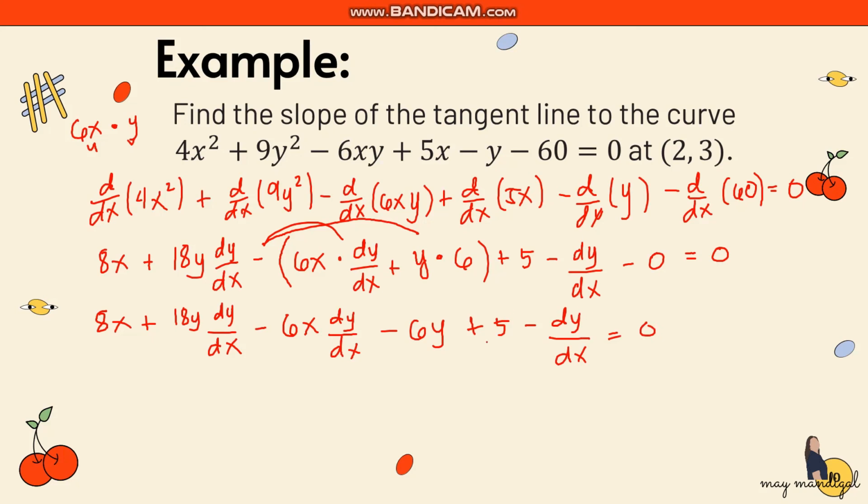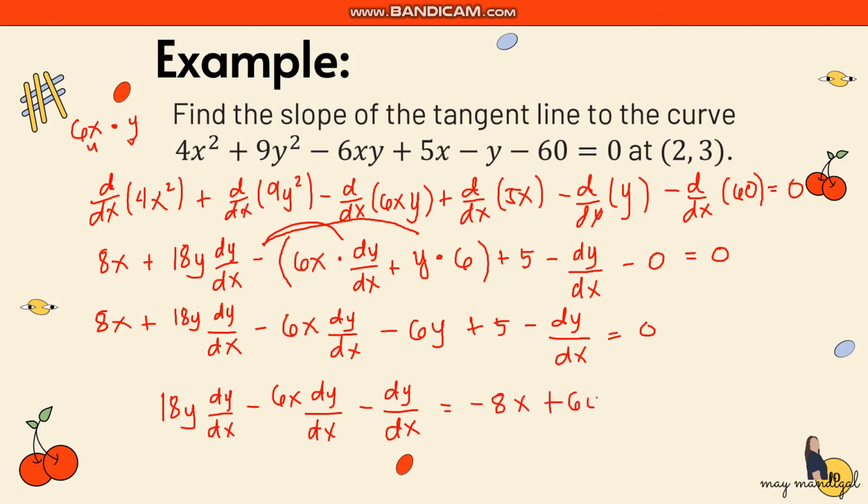Now the next thing that we have to do is to isolate all of the terms with dy over dx. All of those terms are on one side, so we just have to transfer the terms without the dy over dx to the other side. So we have here 18y dy over dx minus 6x dy over dx, and then the minus dy over dx equals, then we have the negative 8x plus 6y minus 5.